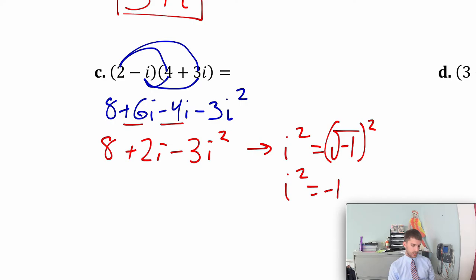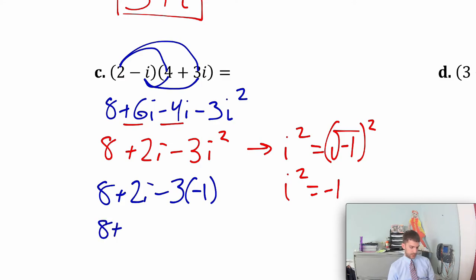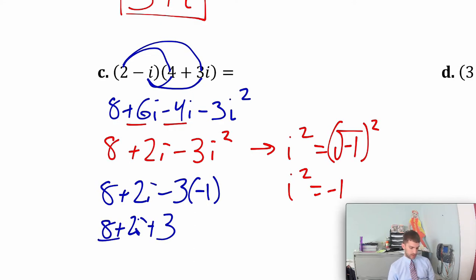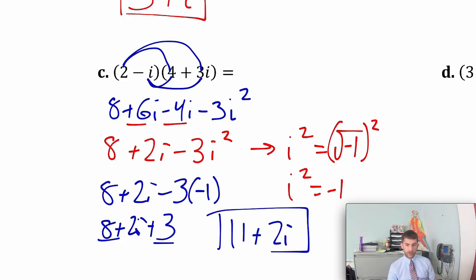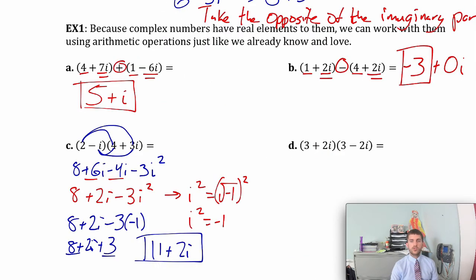So in doing so, we'll get 8 plus 2i, that i is fine, it's not being squared, minus 3, and it was times i squared, so it's going to be times negative 1. So which means we're going to clean that up. 8 plus 2i, negative 3 times negative 1 gives us plus 3. So when we combine our like terms here, we have 8 and 3, we get 11 plus 2i. Usually we're going to put the real part first, and this is no exception. I'd like you to take a moment, try letter D on your own, and pause the video and come back when you're done. And you're back.